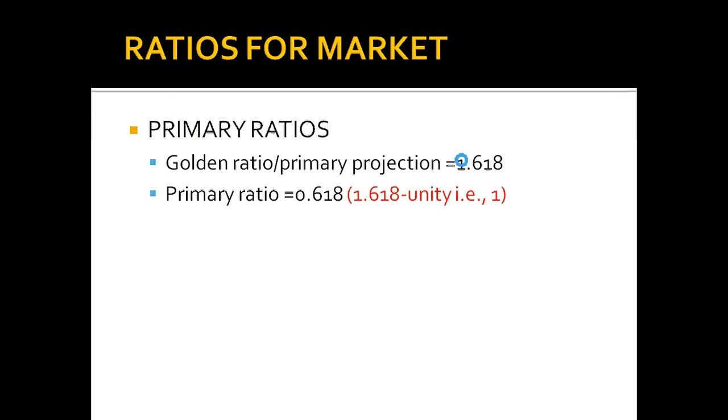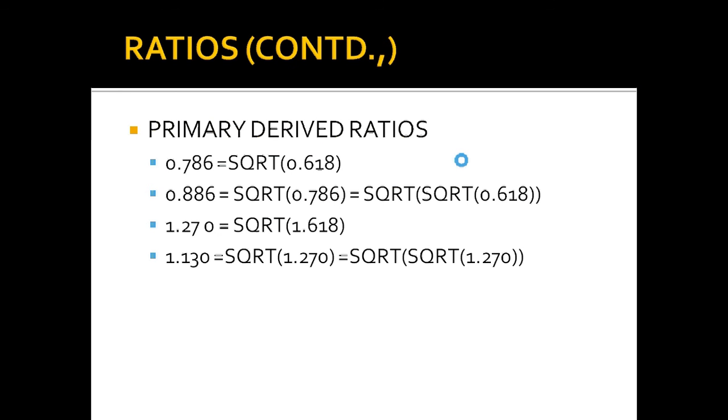So this is the first ratio which you need to know. This is a ratio of a market which is called the primary ratio, and in the primary ratio you will find the golden ratio as the first one, 1.618, and the second primary ratio is 0.618, which is nothing but the golden ratio minus 1. So these are the primary ratios. We will find the price obeying these ratios most of the time for retracements or projections, which will be discussed in the coming lectures.